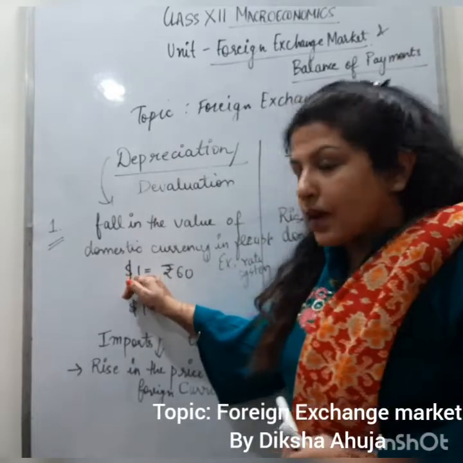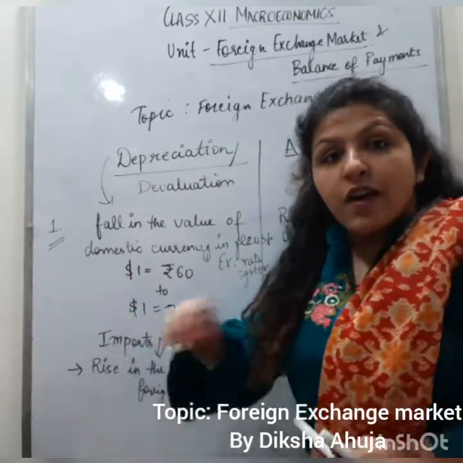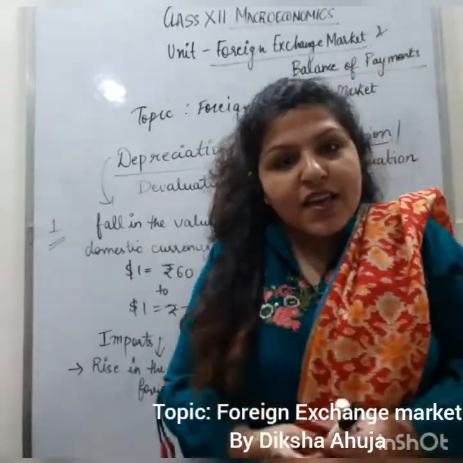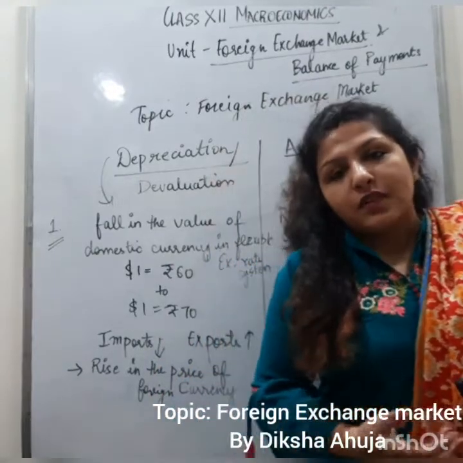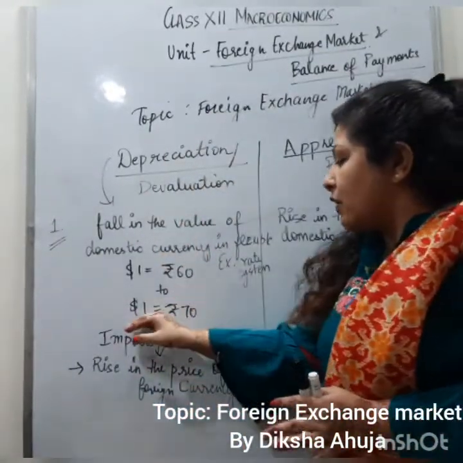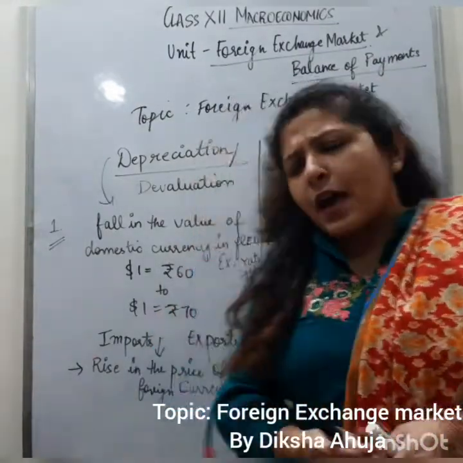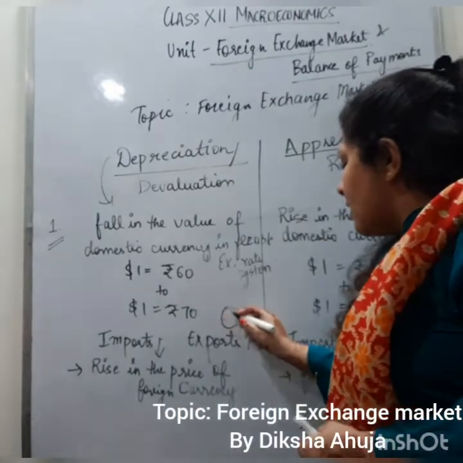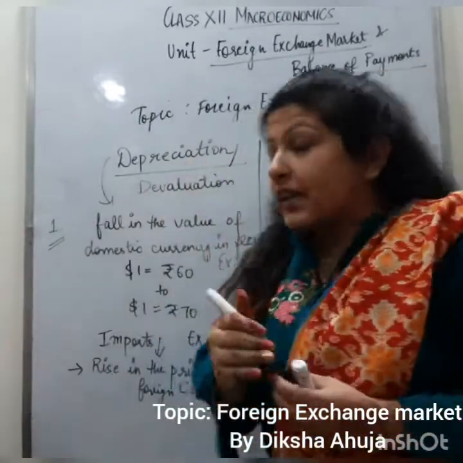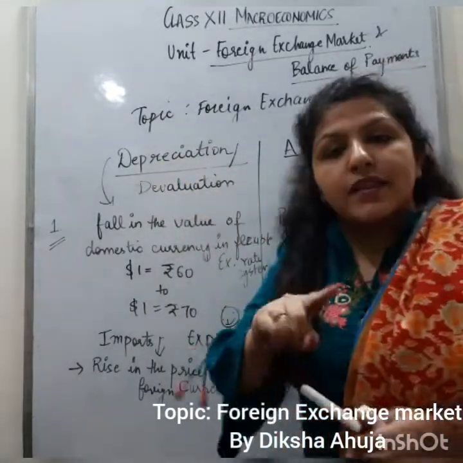Earlier, by paying $1, they were getting goods worth rupees 60. Now, by paying $1, they're getting goods worth rupees 70. That's good for them, isn't it? ये उनके लिए अच्छी चीज है. Why? Because earlier by paying that same $1, they were getting 60 rupees का goods, and now they're getting 70 rupees का goods by paying the same $1. They will be happy, so exports will rise, right? Okay, this is devaluation or depreciation. I'm repeating: depreciation occurs in flexible, and devaluation is the name used in the fixed exchange system.